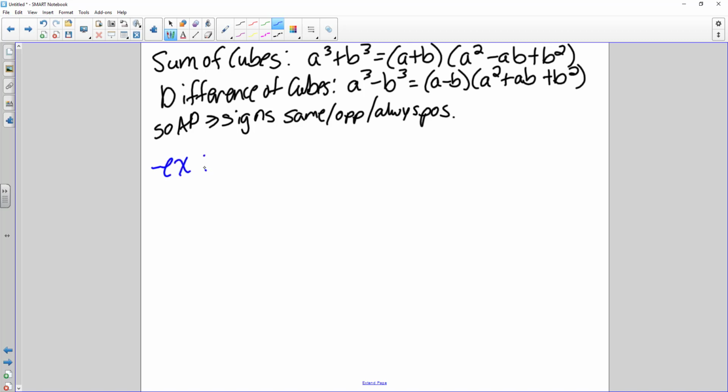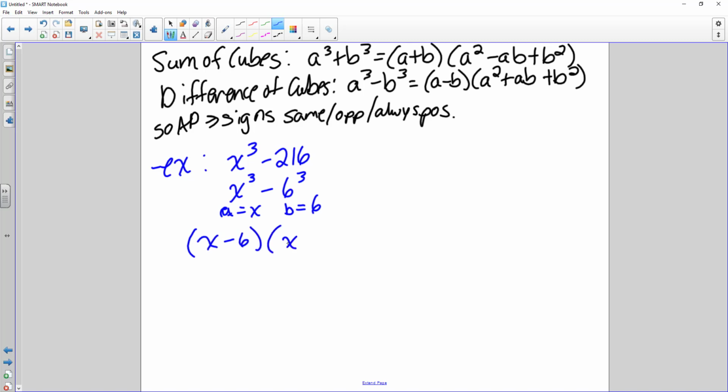So let's say, for example, I have x cubed minus 216. Or let's rewrite this, x cubed minus 6 cubed. So every time I see a, I'm going to write x. Every time I see b in my formula, I'm going to write 6. So since this is a subtraction, when I'm looking at my second formula, a minus b, x minus 6 times x squared plus x times 6 plus 6 squared.